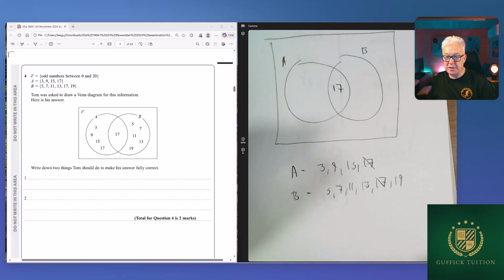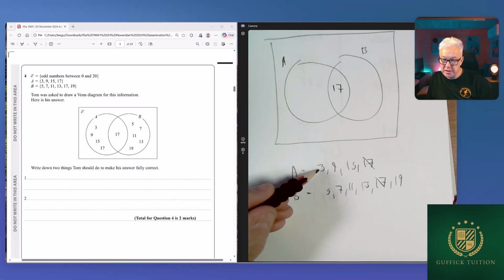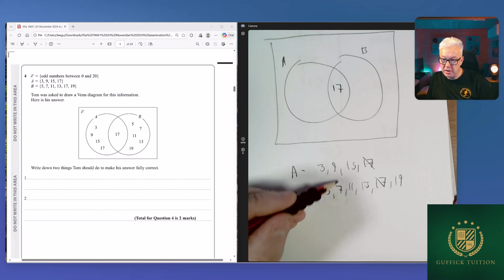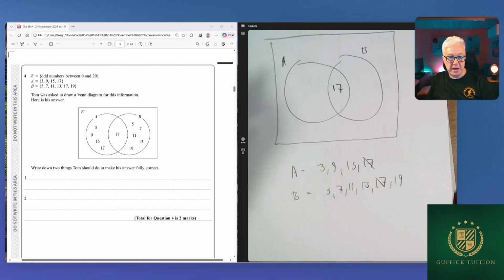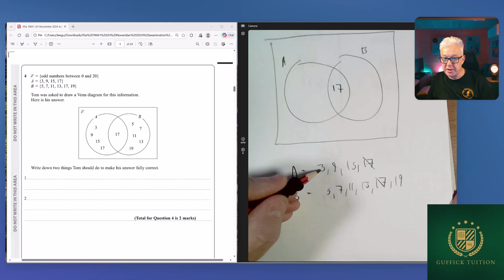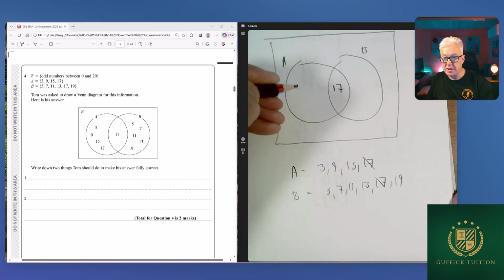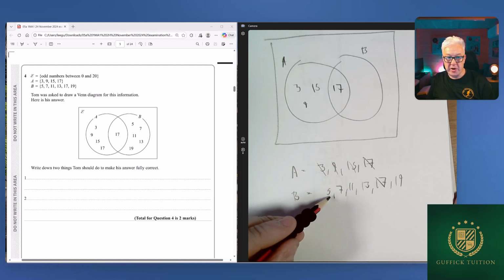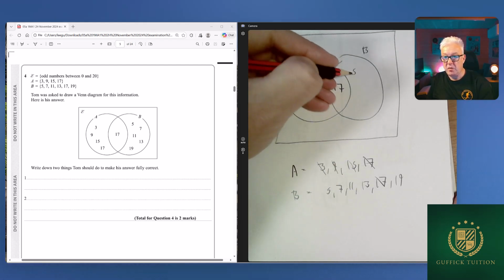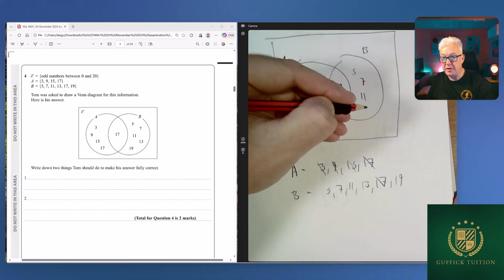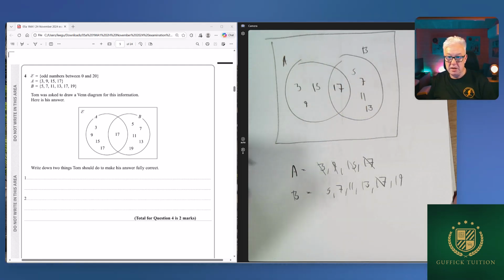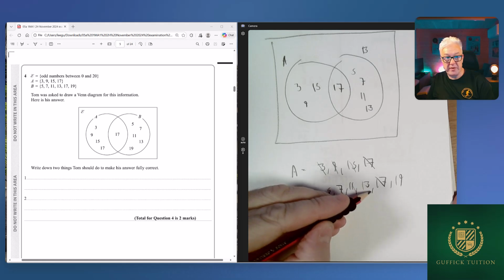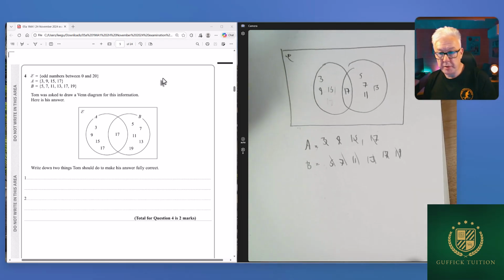So Tom was right to put that one in the middle. Is there anything else that's in both lists? We've got 3 there, 5 there, 7, no, 15, 13. No, I don't think there's anything else in both lists. These numbers are going to go out here in A, so 3, 9, and 15. Then on the outside in B, we're going to have 5, 7, 11, and 13. So we've got our numbers there.